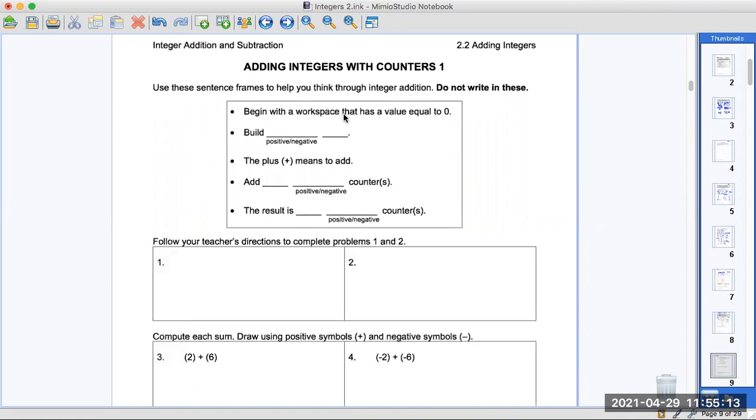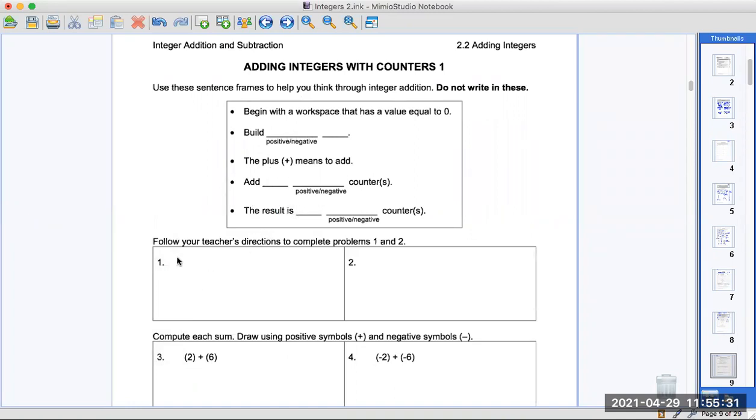Okay, begin with a workspace that has a value equal to 0. Those are always 0 pairs. And then, a plus means add. Yeah, and I don't know what that is about.